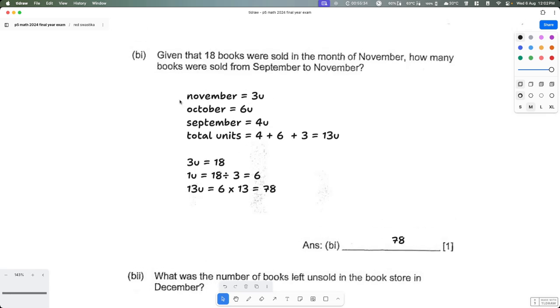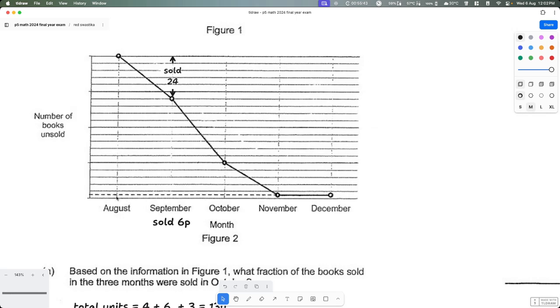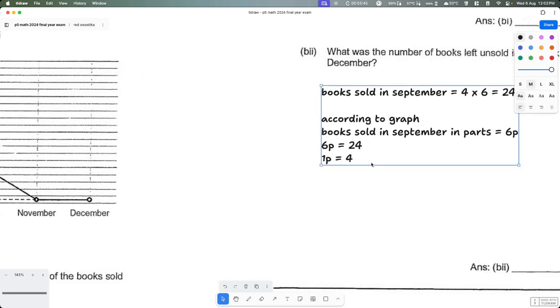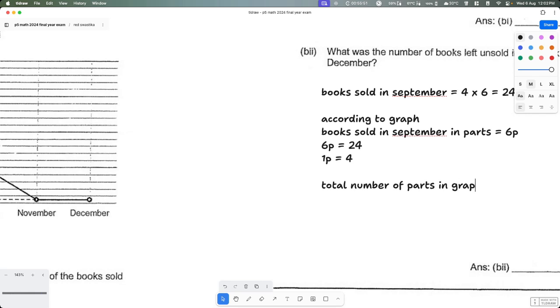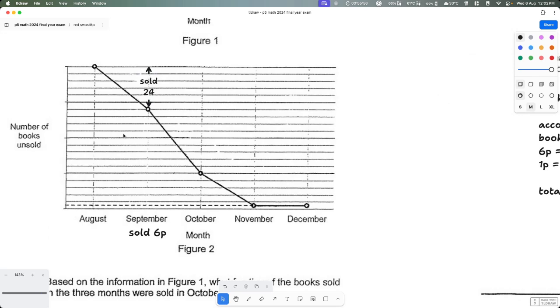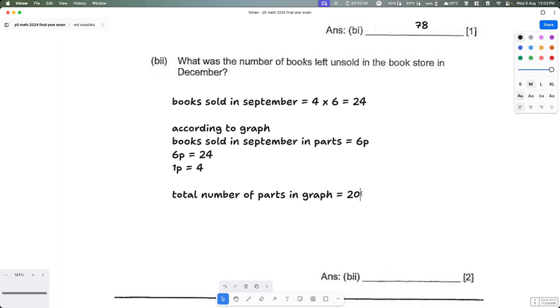We know the total, September to November, we have it all here. We actually can get the total number of parts over here. Total number of parts in the graph is equal to 20 because we calculated last. So 1, 5, 10, 15, 20, 20p. So total books is equal to 20 times 4, which is 80 books. And then for December, we just subtract everything.